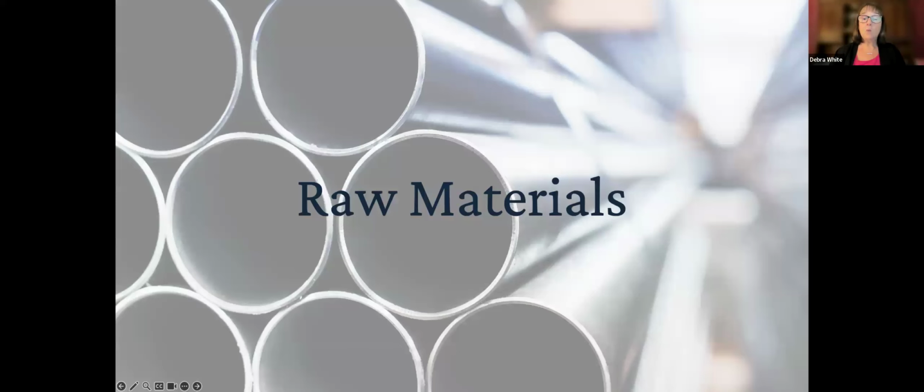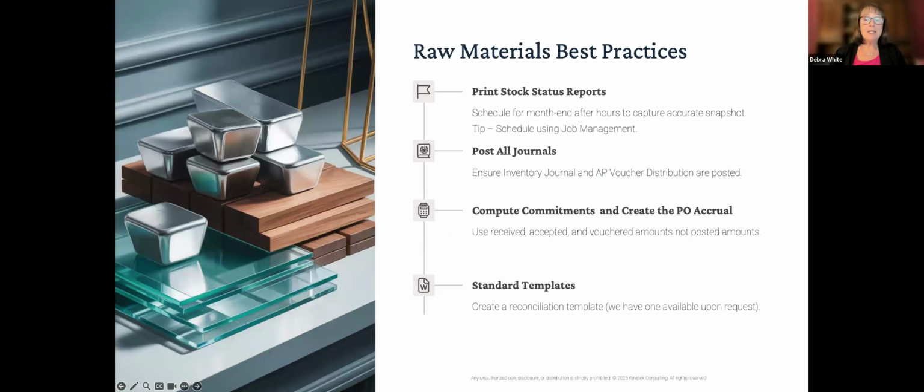So we're going to start today with raw materials. Normally for each of these buckets, it's easier to reconcile them if we do them independently. And first, we're just going to go through some best practices. One, we need to make sure that on the last day of the month, close of business, we're running our stock status report for raw materials. Just a tip, if we use this during job management to automatically kick off at night at the end of the last day of the month, you can always ensure that you have the reports that you need to do your reconciliations.